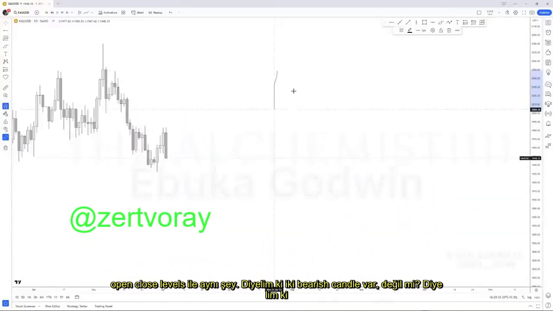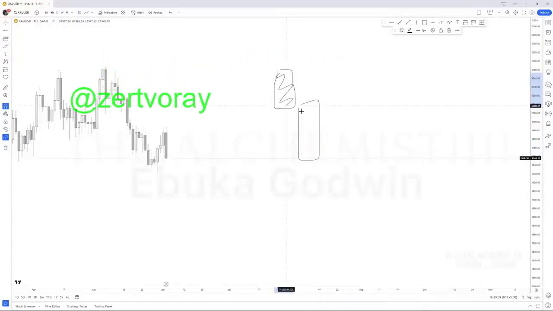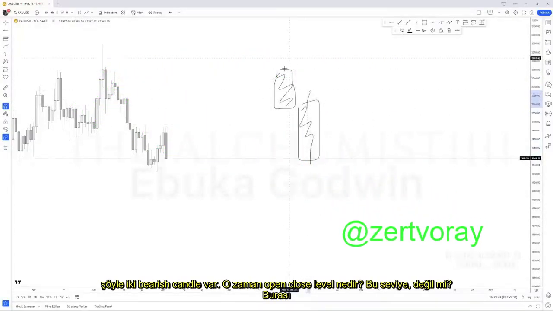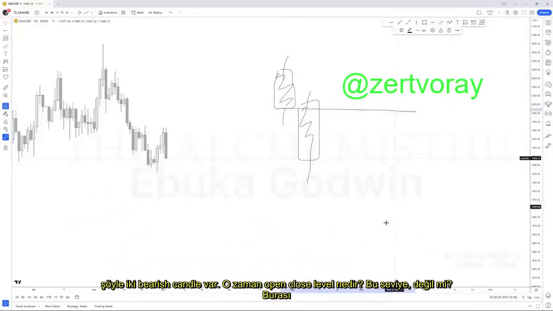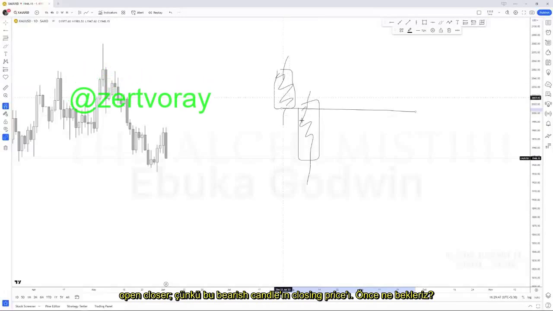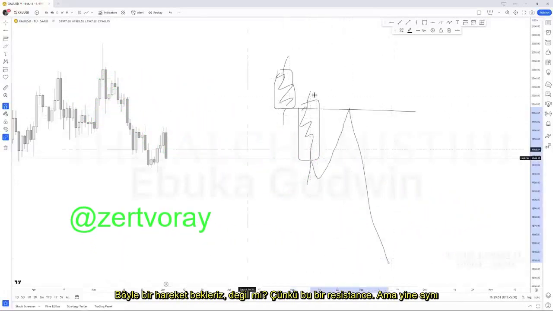Now let's say we had two bearish candles like this. So what is the open close level? It is this level, right? This is the open close level because this is the closing price of this bearish candle. Now, first of all, what do we expect? We expect a move like this, because it is a resistance.